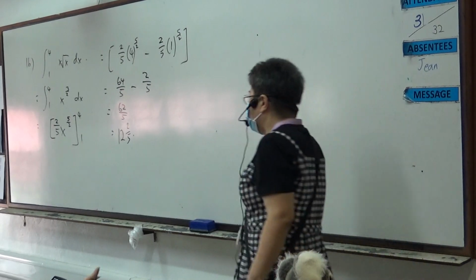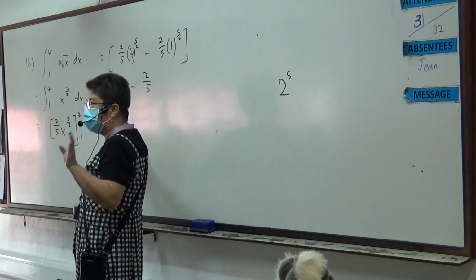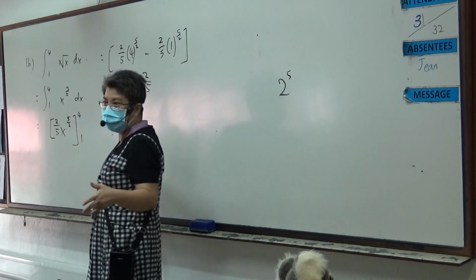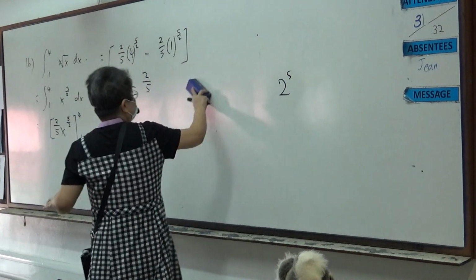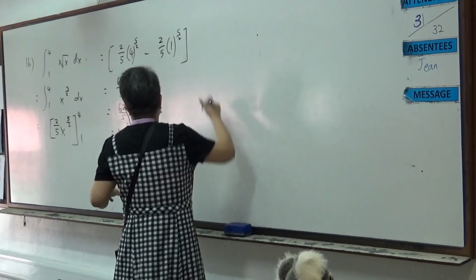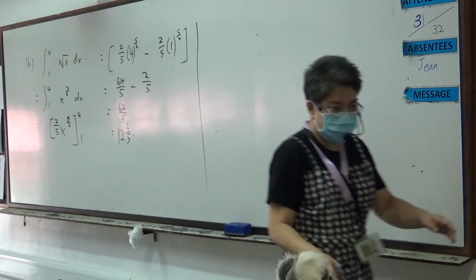You can leave it in decimal, but try not to because sometimes it's recurring. We want the exact one. You understand what I'm talking about? Okay? Everybody okay? Alright, next question. I have already done 1B.